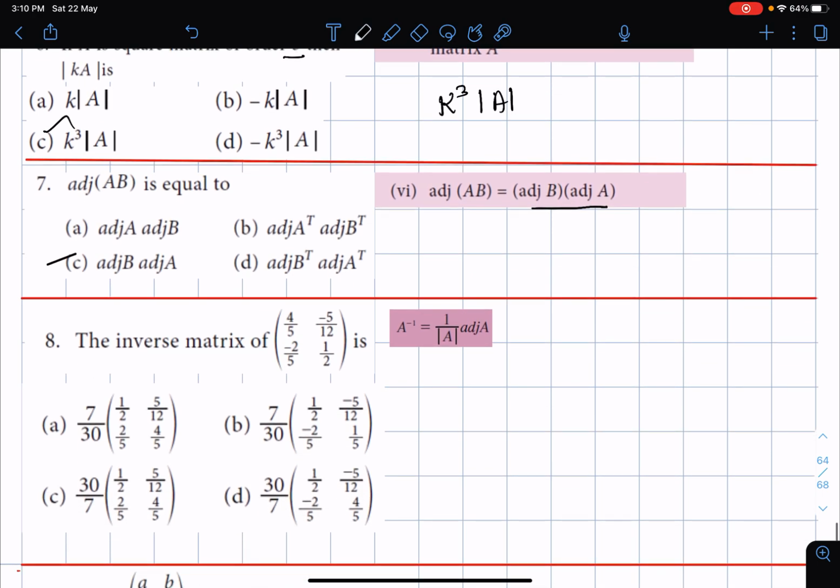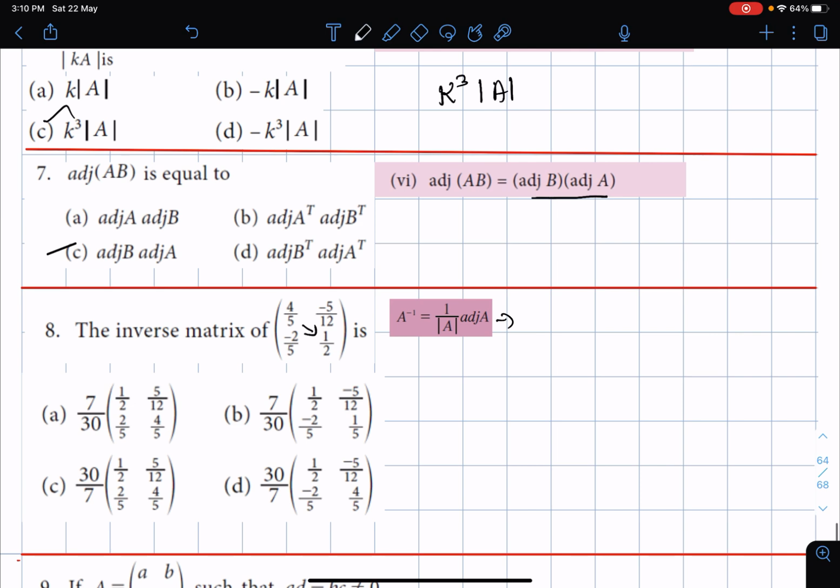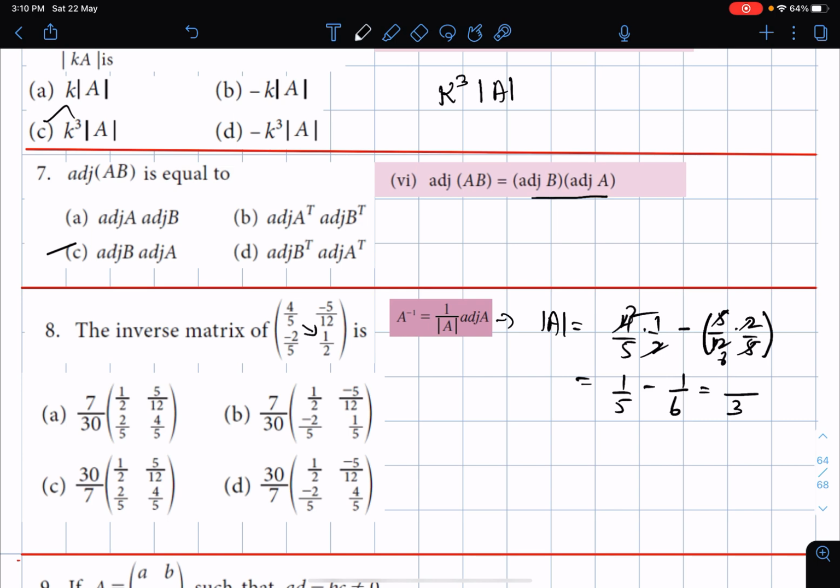Coming to our eighth question, the inverse of the matrix. We know the formula for the inverse of the matrix, 1 by determinant A into adjoint A. So the determinant of this particular matrix, you are going to get as determinant A equals 4 by 5 into 1 by 2 minus, both are minus, so it will become plus. Cancelling, you get it as 1 by 5 minus 1 by 6. I'm sorry, here it is 2. So 6 2s are 12 minus 5 will give you 7 by 30.